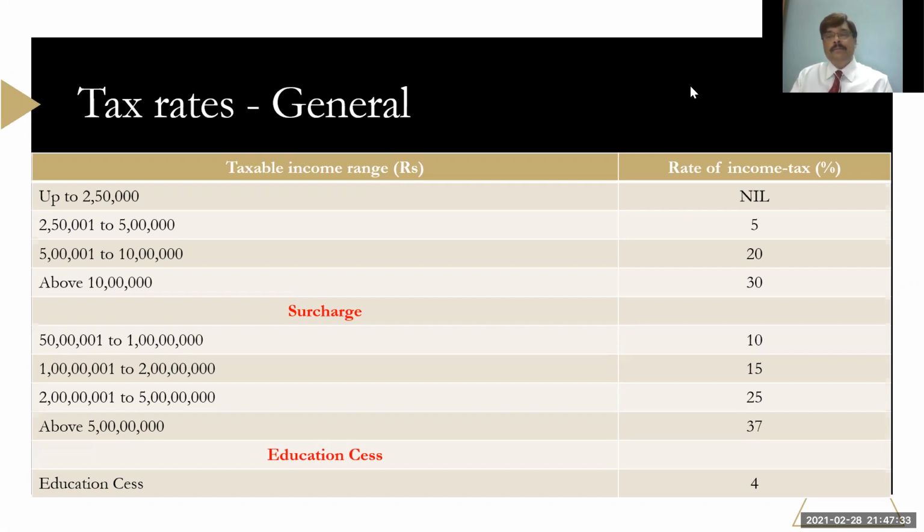If the income is in the range of ₹2,50,000 to 5 lakh, the tax rate will be 5% on the income between 2,50,000 and 5 lakh. If the income is in the range of 5 lakh to 10 lakh, on the slab of 5 lakh to 10 lakh the tax rate will be 20%, plus 5% on the slab of 2,50,000 to 5 lakh. If the income is above 10 lakhs, on the income above 10 lakh the tax rate will be 30%, plus 20% on the income between 5 lakh and 10 lakh, and 5% on the income between 2,50,000 and 5 lakh. This is how the taxes are calculated.